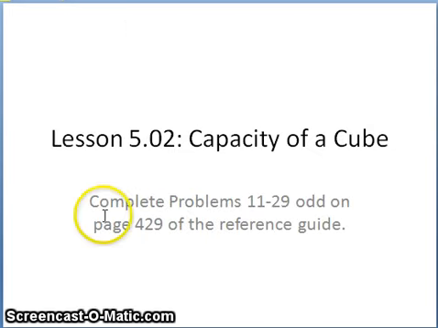Okay? And just in case you forgot what those problem set problems were, here they are one more time. It's problems 11 through 29 odd on page 429.